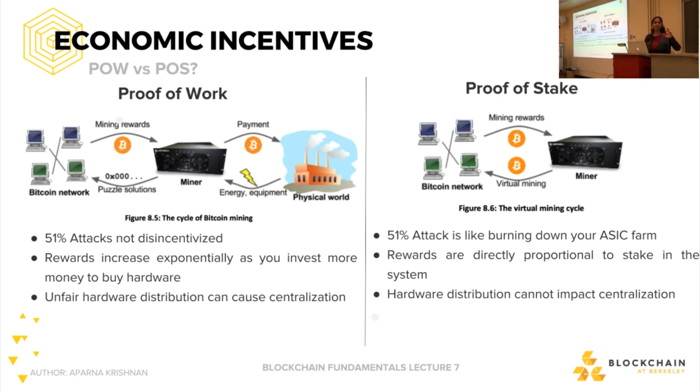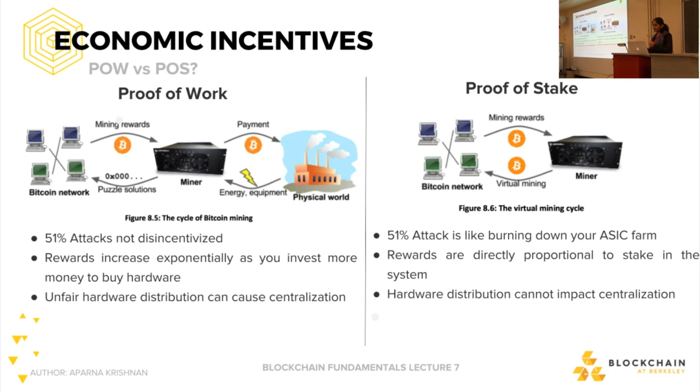With proof of work, 51% attacks are not disincentivized. What that means is, for example, if I started double spending because I have 51% of Bitcoin's computational power, the price of Bitcoin would start to tank because people lose confidence in the network. But even if the price of Bitcoin tanks, I still have my ASICs. And it's like, okay, bye Bitcoin, hi Litecoin. I'm going to start mining on Litecoin. And I've really not lost that much.